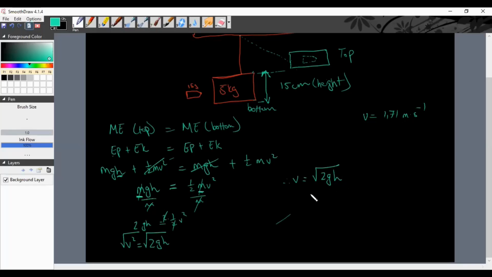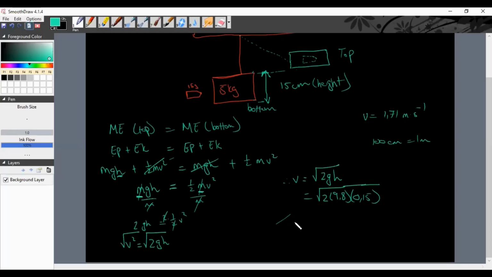And now I can do my subbing in. So square root of 2 times 9.8, because that's gravity, times height, which is 15 centimeters. I need to convert it to meters. So that'll be 0.15, because there's 100 centimeters in 1 meter.